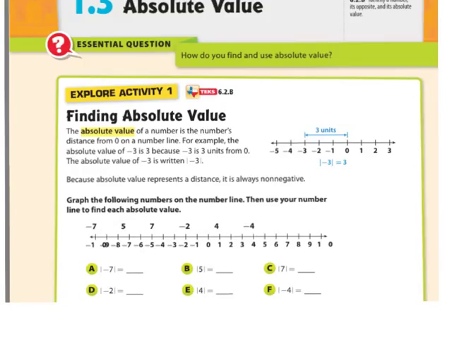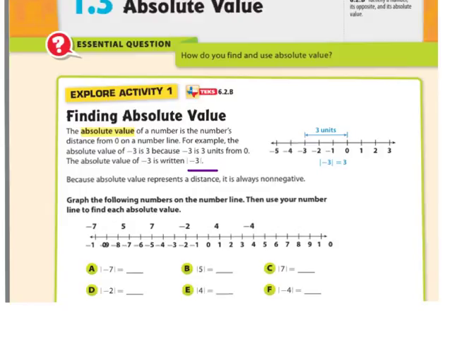Hey guys, it's Samantha, and today we will be talking about absolute value. The absolute value of a number is the number's distance from 0 on a number line. For example, the absolute value of negative 3 is 3 because negative 3 is 3 units from 0. The absolute value of negative 3 is written like this.